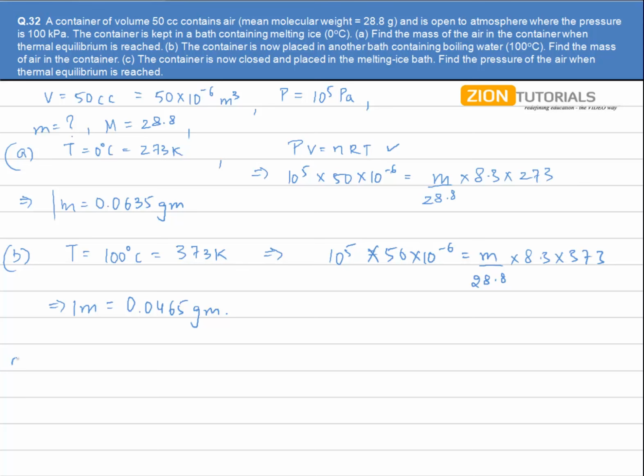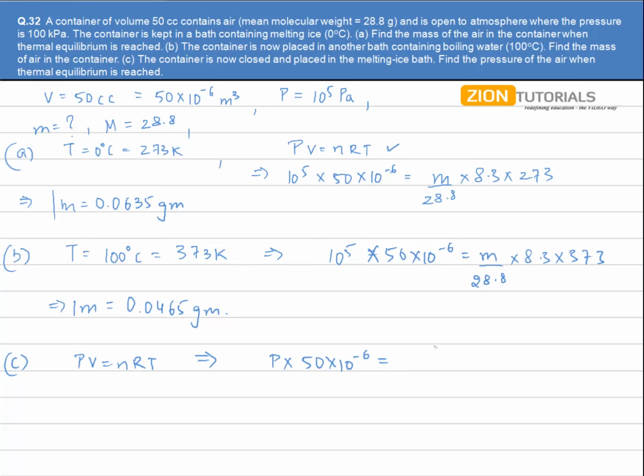Now the third part: the container is now closed and placed in the melting ice bath. Find the pressure of the air when thermal equilibrium is reached. Since the container is closed, the pressure can change. Similarly, we apply PV equal to nRT. To calculate the pressure, the volume is 50 into 10 raised to the power minus 6, because the container's volume will remain constant.